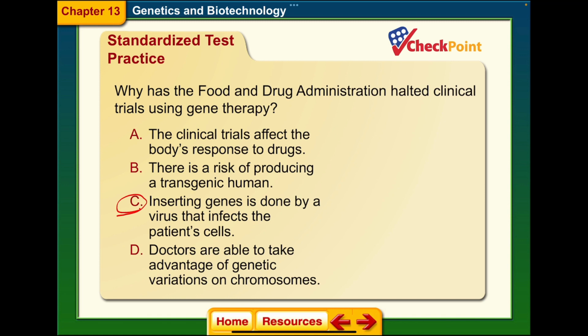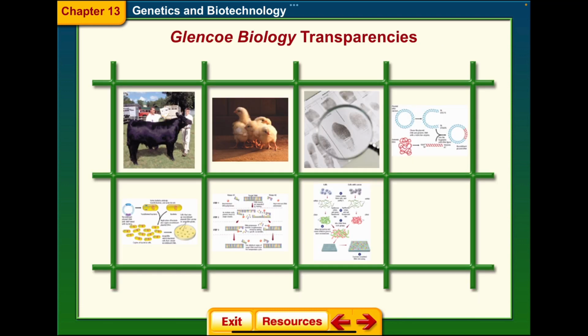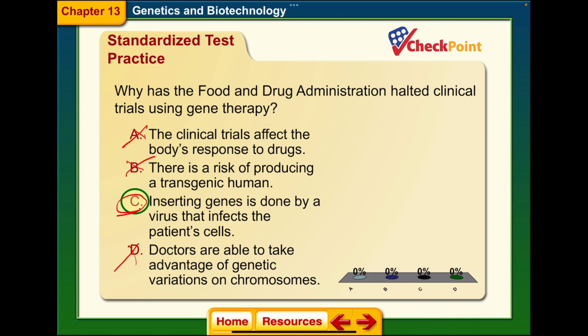It was not because the clinical trials affected the body's response to drugs, and it was not because it was a risk of producing a transgenic human, and it was also not because doctors are able to take advantage of genetic variations. It was because inserting this gene that is in a viral vector, in a virus, this virus is going to affect the patient's cells, and it actually causes the patient's body to have a reaction to this virus, and it causes this patient to die, which is why they put this clinical trial to an end or stop. And that is it for these revision questions.